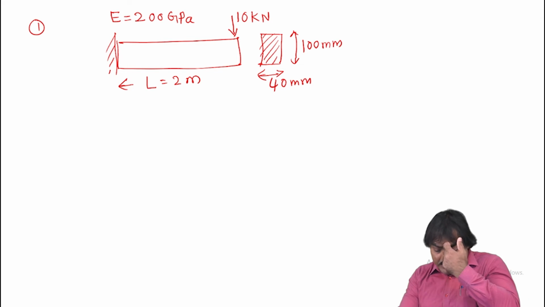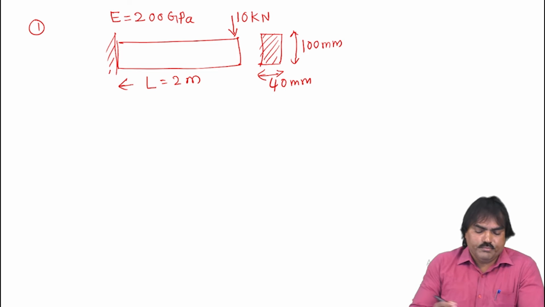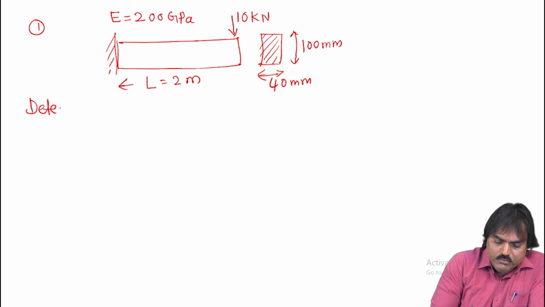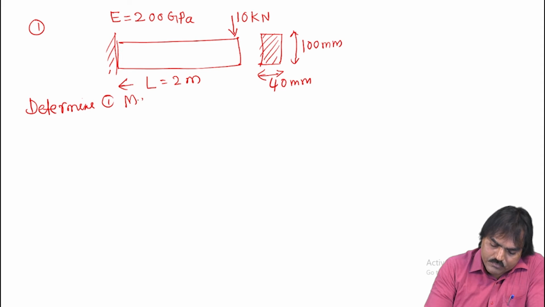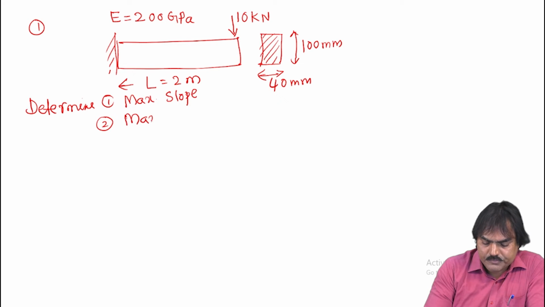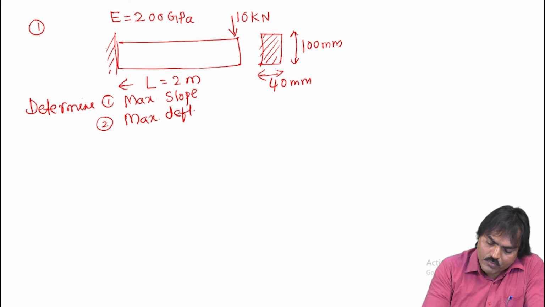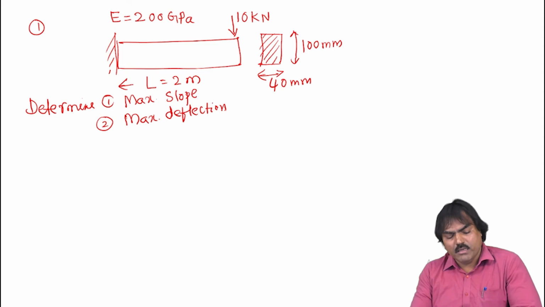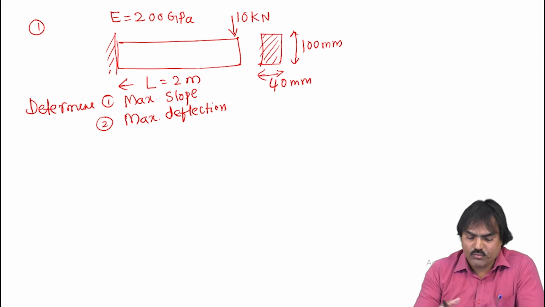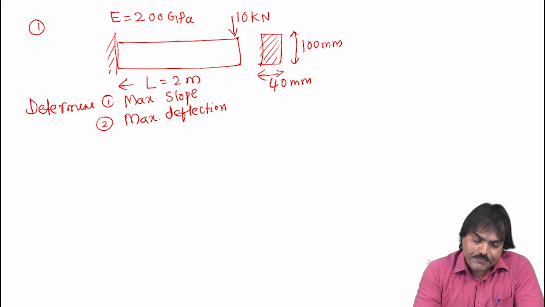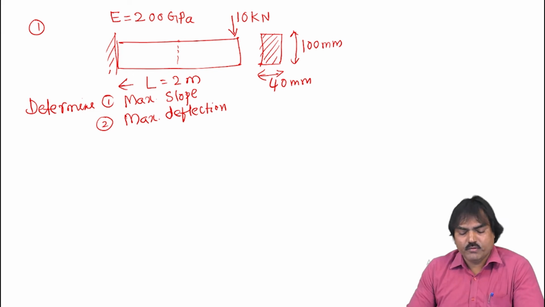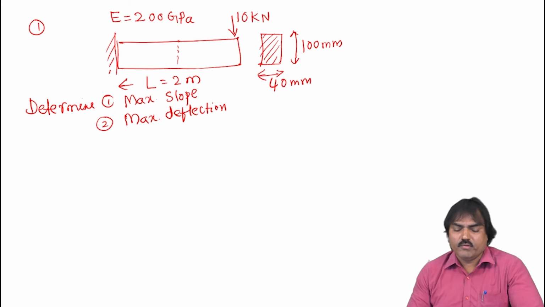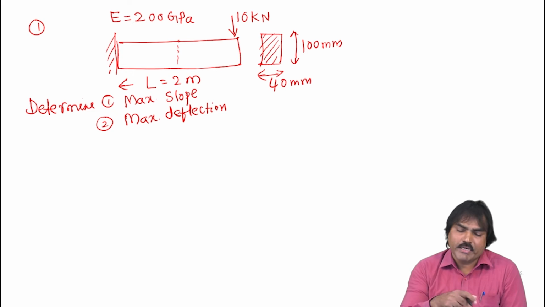Or anywhere they can ask. They can even ask the bending stress also. I'll give the questions. Determine, 1, maximum slope, 2, maximum deflection. These are the two questions. We can even add more questions. We can find the slope and deflection at the free end center also. We can find the maximum bending stress and maximum shear stress also. That comes under the total design of the structure. The bending stress and shear stress calculations we have done in the previous topic.